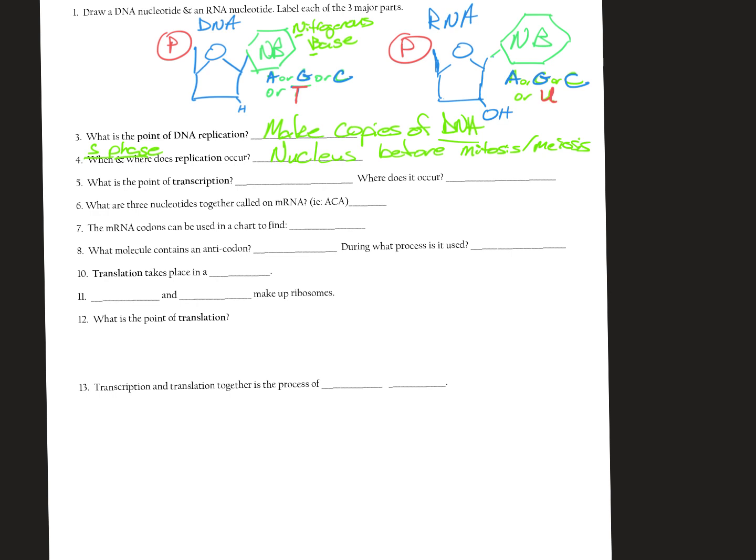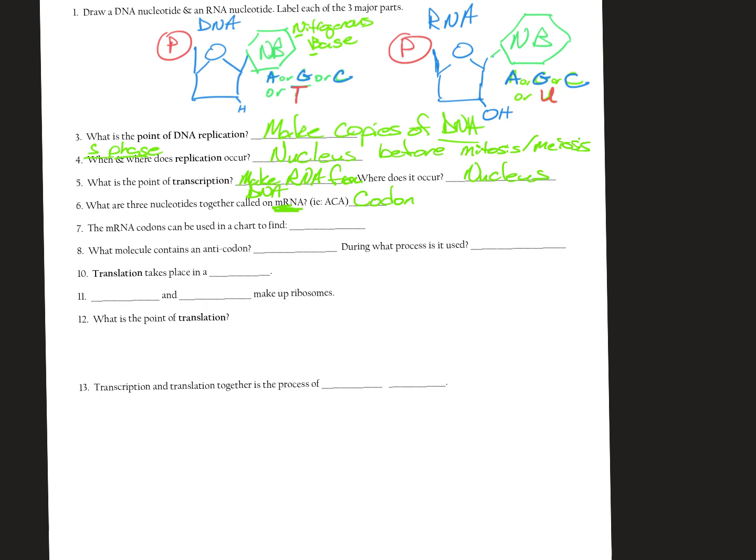Are we clear? What is the point of transcription? Make RNA from DNA. Where does it occur? The nucleus. What are three nucleotides together called on mRNA? A codon is correct. And where is the codon? On mRNA. That was a codon chart we were reading, so that's why you're always reading an mRNA.